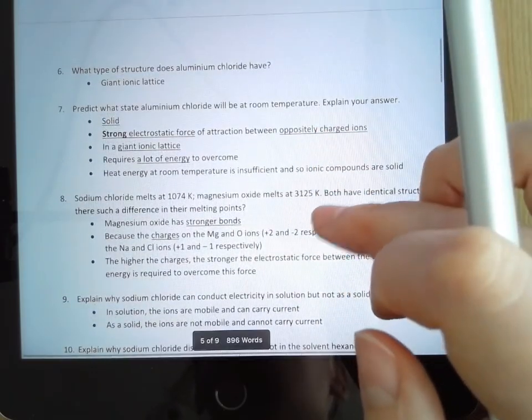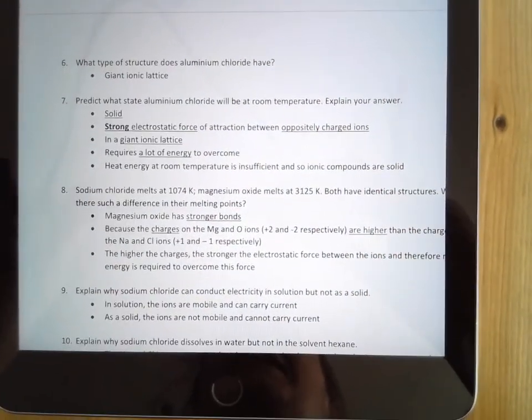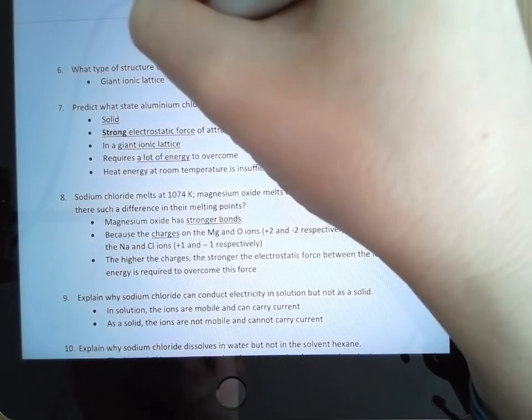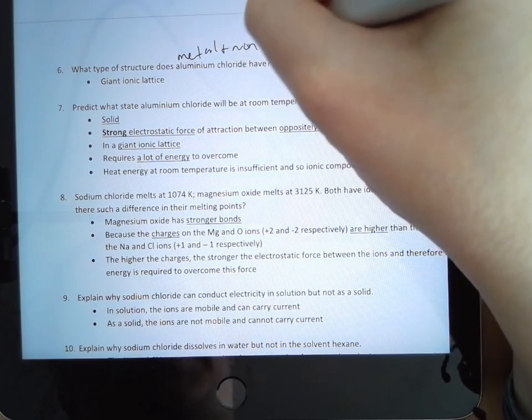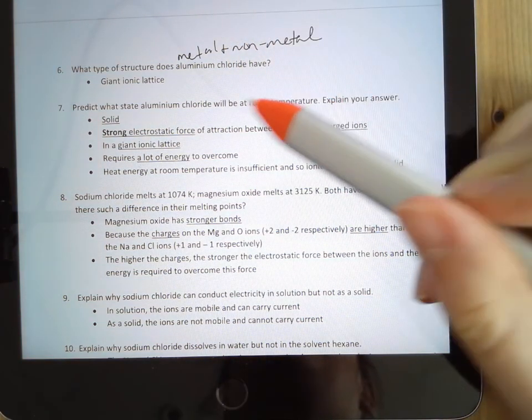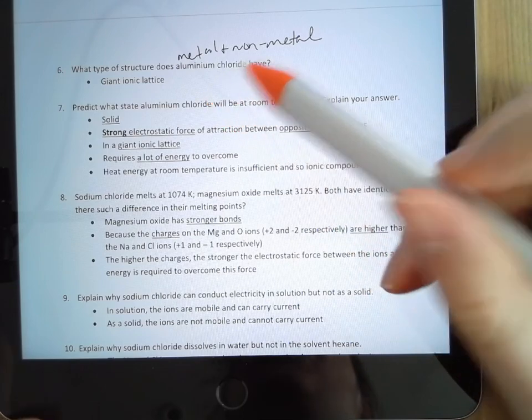What type of structure does aluminium chloride have? You need to recognize that aluminium is a metal and chlorine is a non-metal. So if you've got a metal and a non-metal, it's going to be ionic. All ionic compounds have a giant ionic lattice structure.